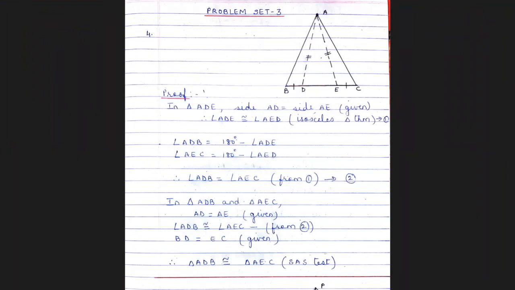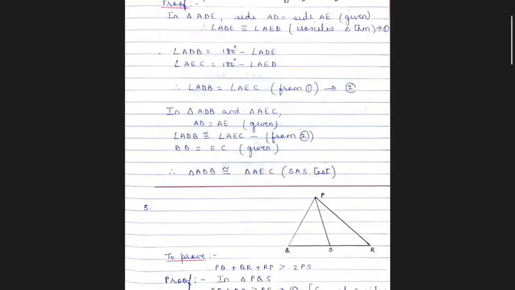Now, for example, suppose I take angle ADE and angle AED to be, let's say, 80 degrees. So 180 minus 80, 180 minus 80, both angles I'll get equal as 100 degrees. Or whatever be the measure of those angles, I'll get my answers, angle ADB and angle AEC, to be equal. Now when I consider triangle ADB and triangle AEC, I can prove the two triangles congruent by SAS test. Okay, this is how you have to do question number 4.